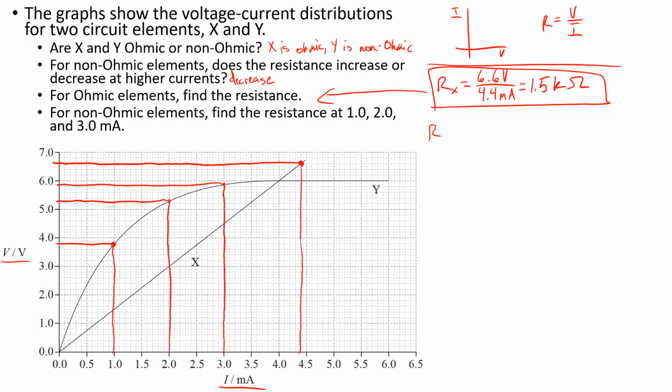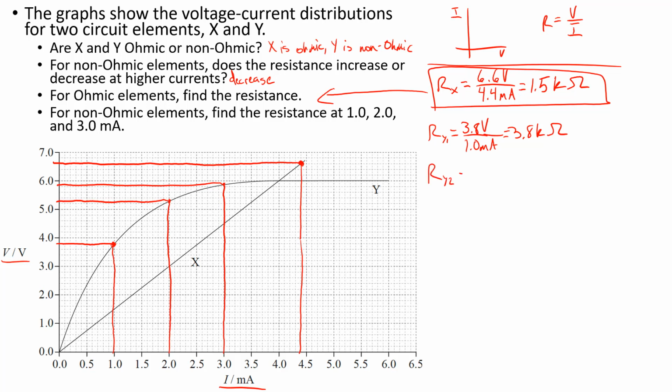Okay, so the resistance of Y at 1 is going to be equal to voltage over current. That's going to be, looks like 3.8 volts over 1.0 milliamps. So 3.8 over 1 is just 3.8. That's going to be 3.8 kilo ohms. It's a higher resistance than X because it's above that line on this voltage current graph.